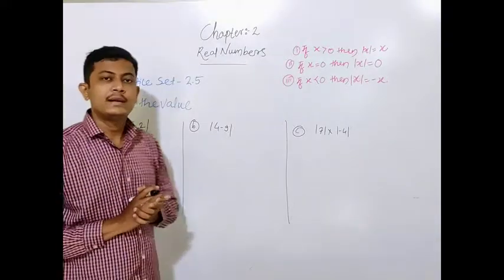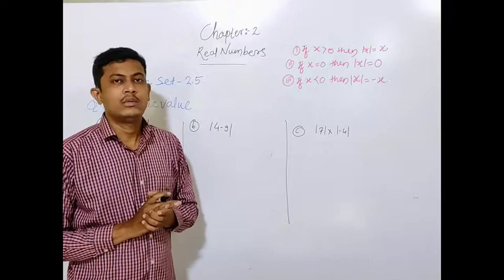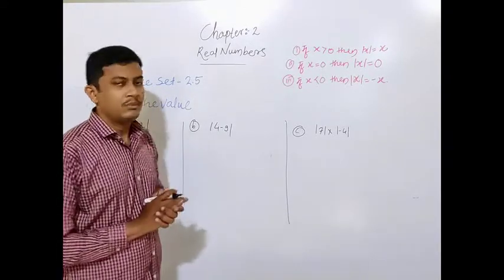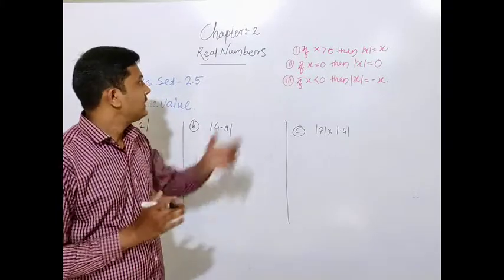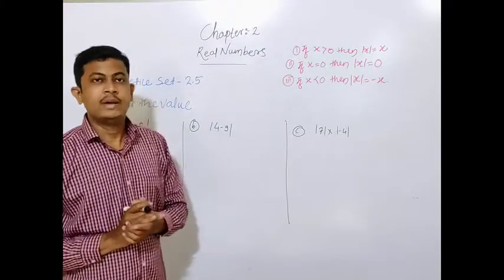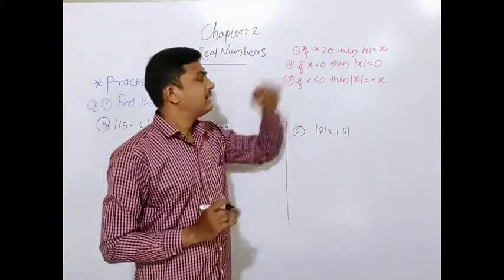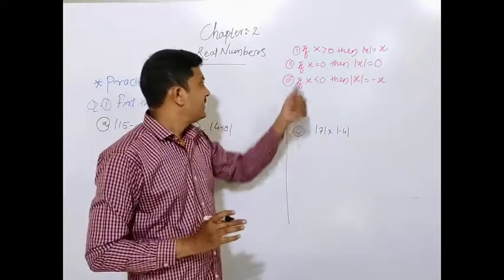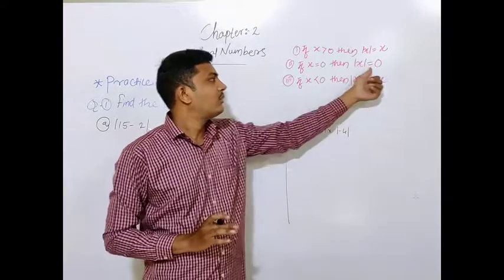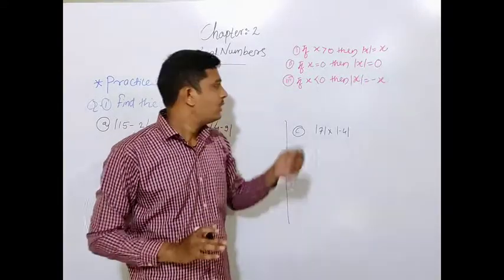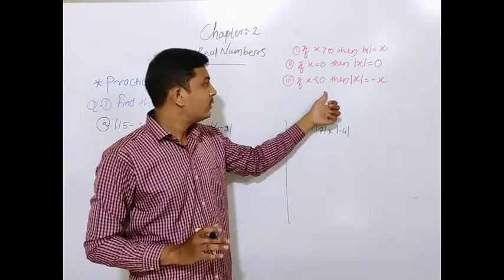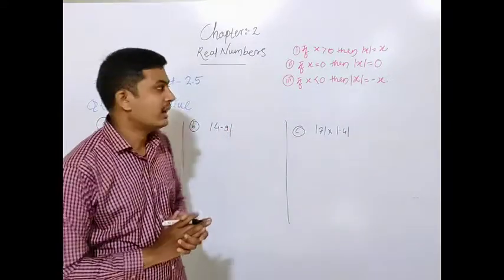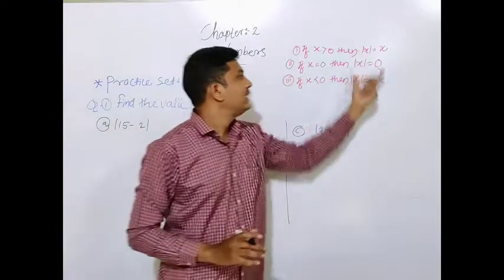Now let's see practice set 2.5, which is based on the topic absolute value. The first question is to find the values, but before that we will require the three possible cases of absolute value. If x is greater than 0, then modulus of x is simply x, positive x. If x equals 0, then modulus of x equals 0, and if x is less than 0, then modulus of x is minus x, that is negative x. So these cases we will require.